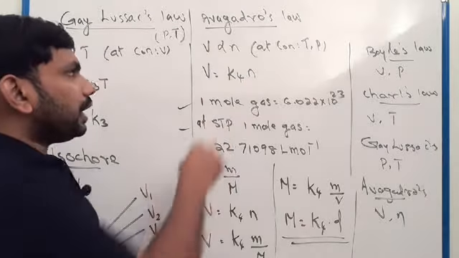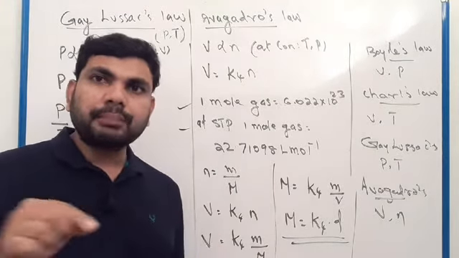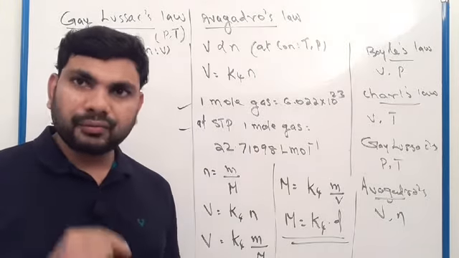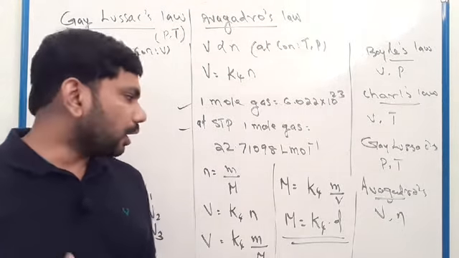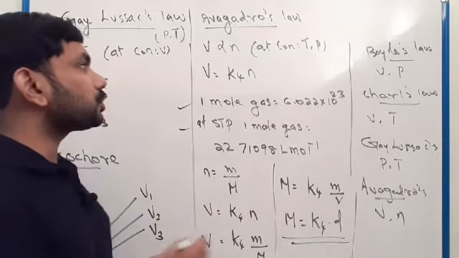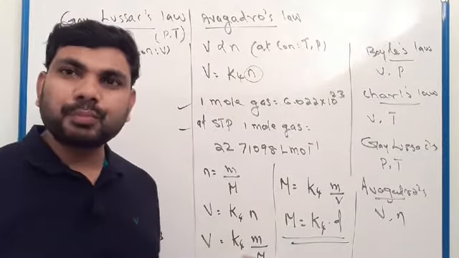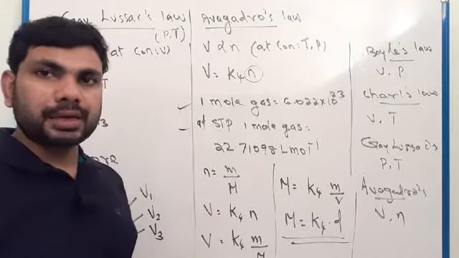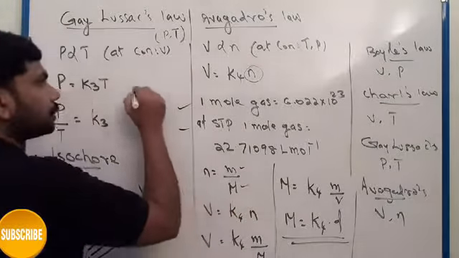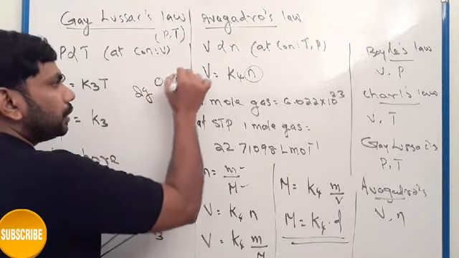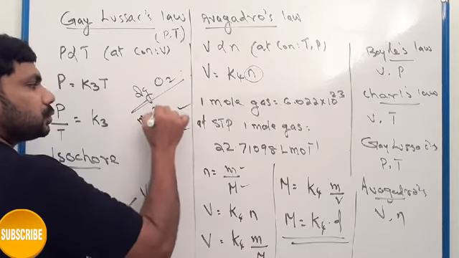So here we are talking about Avogadro's law. According to Avogadro's law, volume is directly proportional to n, V equal to K4 times n. We are talking about the number of moles. In the previous chapter you learned that the number of moles is equal to mass over molar mass. For example, 2 gram oxygen molecule, so the given mass is 2.